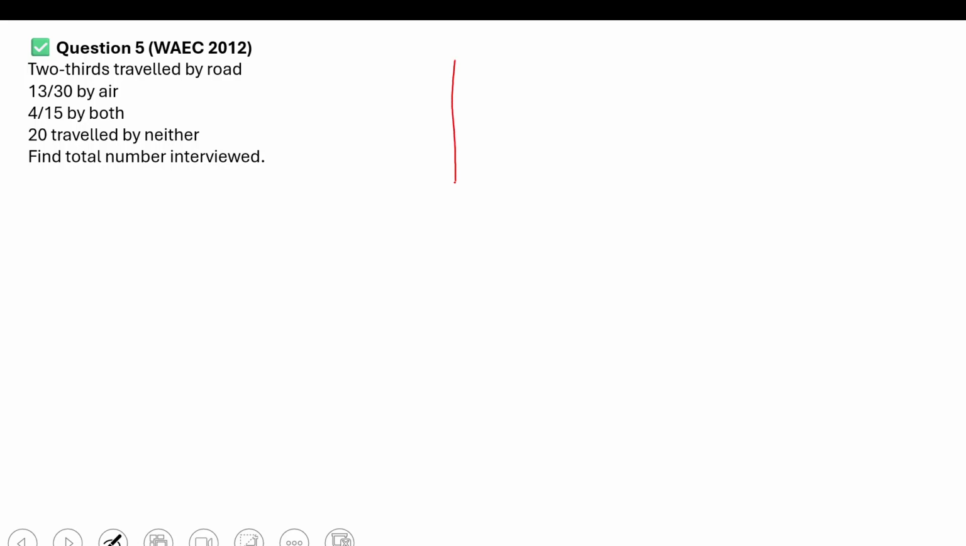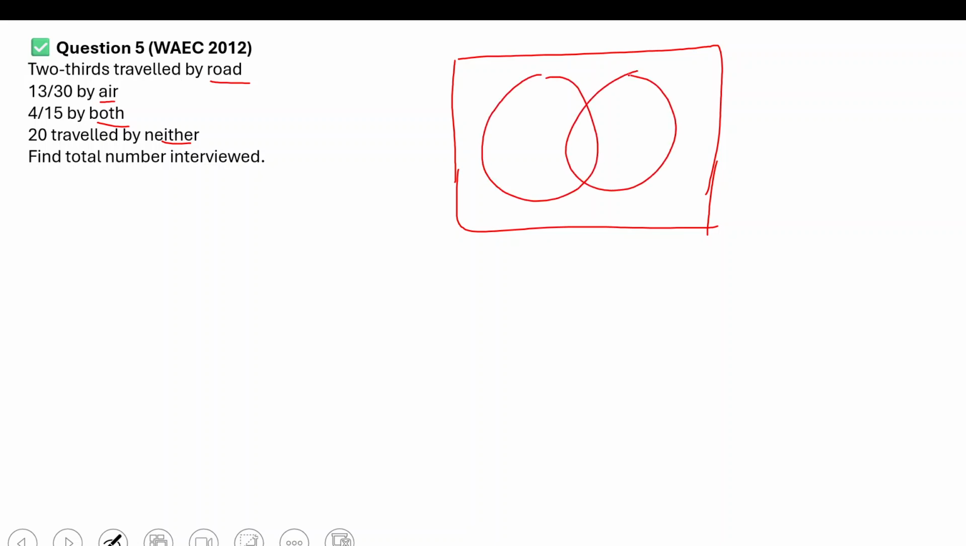Okay, let me just draw a Venn diagram quickly. I like to use Venn diagrams. So, the total number of people were interviewed by how they travel. So, I can see road and air, boats and neither, right? I think there are only two modes of transportation here, road and air. So this is road and this is air. Okay, so it says to travel by road, so road is 2 over 3 of the total number. Let's call that total number n, for instance. Total number of people interviewed.